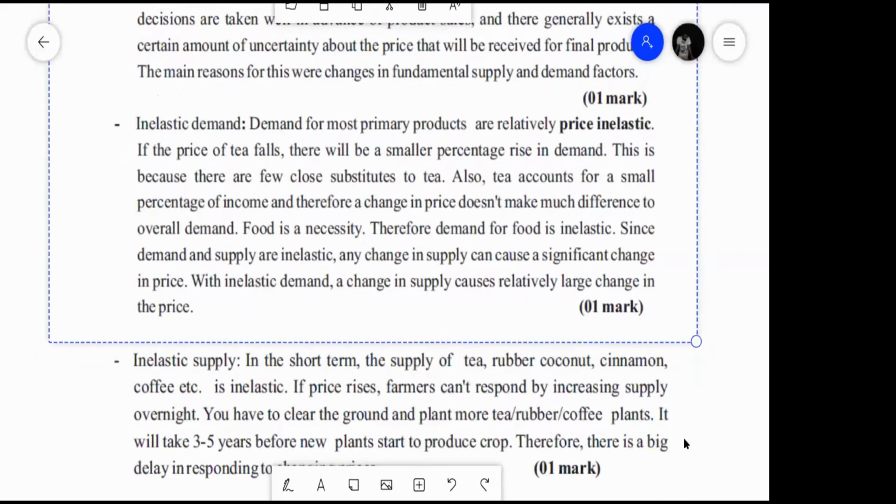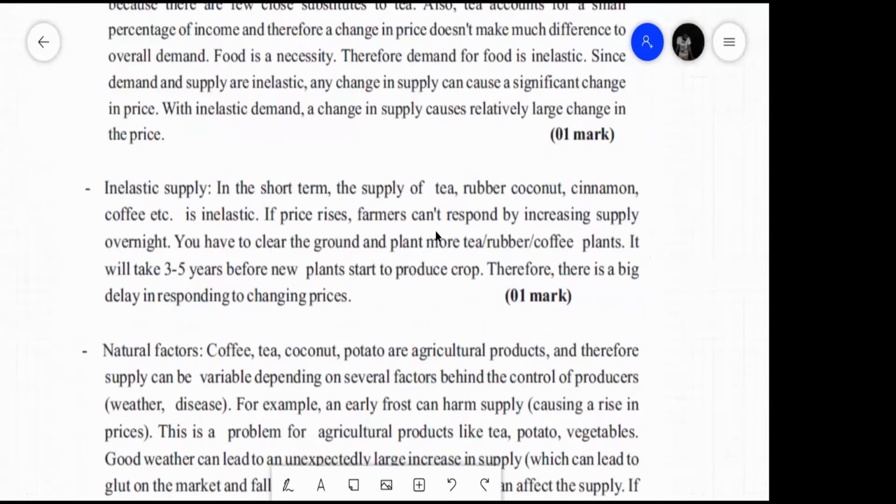And then the second reason they have given is inelastic supply. When you look at agricultural products, guys, tea, rubber, coconut, any of these, when there is a shortage or too much of the good, you can't change your supply now. If you want to increase the supply of something like rubber, it would take years to grow the trees, let's say 3 to 5 years before you start getting results. So even when there is a shortage, you can't react by changing your supply. For example, let's say there is a shortage of rubber in the market.